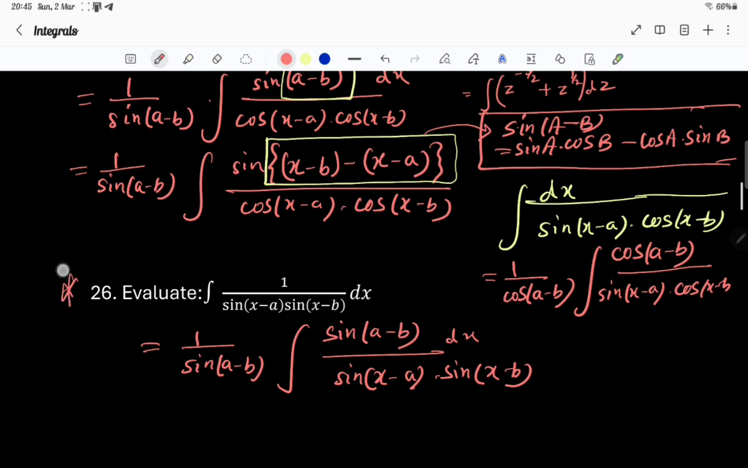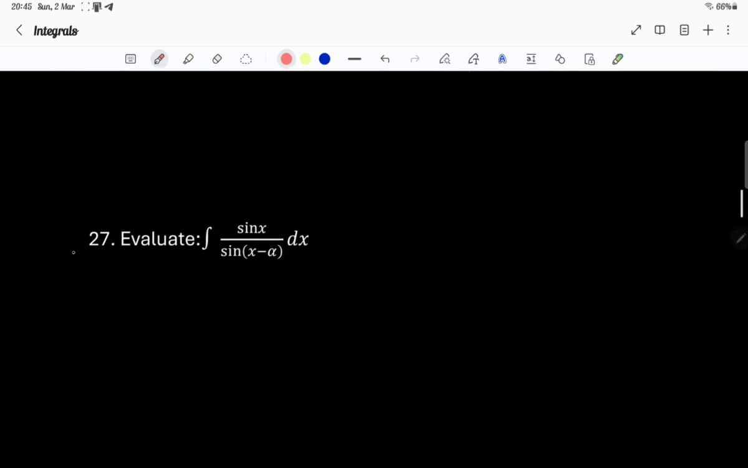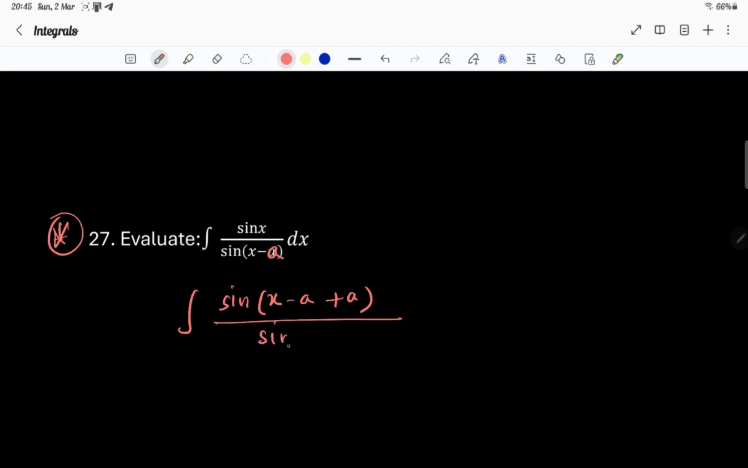Most important questions, one of the most important questions. Next, question 27, same as 25 and 26: you will write x minus a plus a, like this. So here x minus a is in the denominator, so that's why you make the same angle in the numerator also, x minus a plus a. In that case you will apply the same formula, the sin a plus b formula.